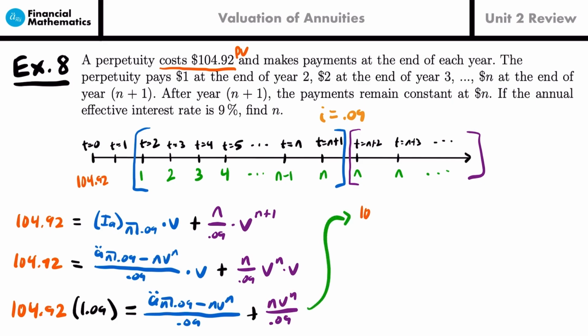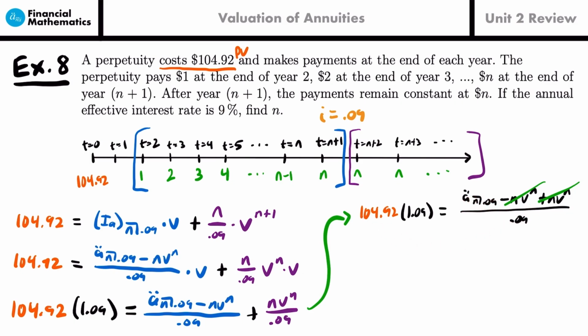So here's what happens here. We'll have 104.92 times 1.09 is equal to a double dot n bracket 0.09 minus n times v to the power of n plus n times v to the power of n divided by 0.09. Those two terms will cancel out in the numerator. We have a negative and positive version of the same term, and so now we just have 104.92 times 1.09 is equal to this annuity due notation divided by 0.09.